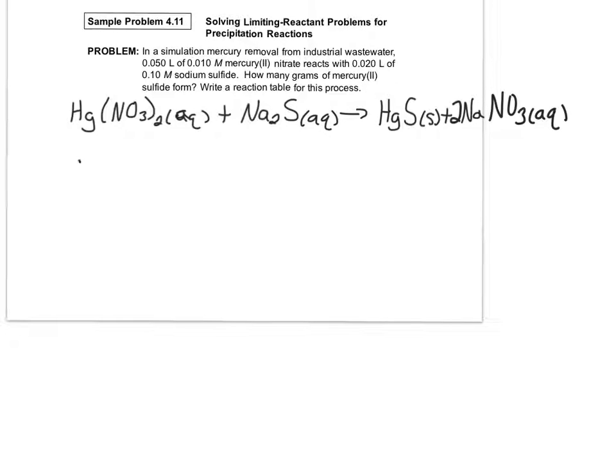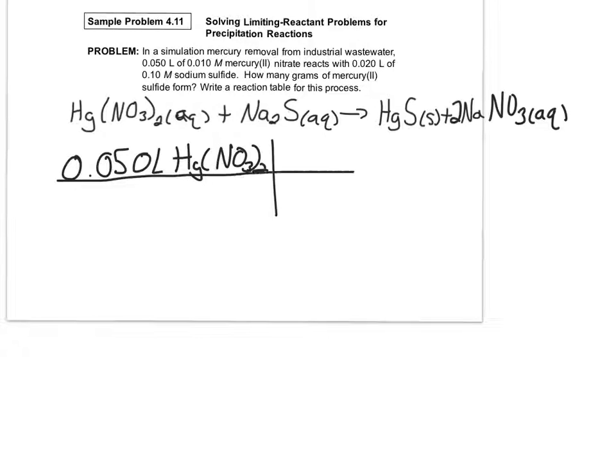All right, so let's see here. If I have 0.050 liters of mercury(II) nitrate, and I need to know how much of one of my products I can make, I've got to convert that liters to moles. And remember, molarity has units of moles per liter. So the molarity of the mercury(II) nitrate tells me that in 1 liter of that, I have 0.010 moles. And I'll put my mercury nitrate there.